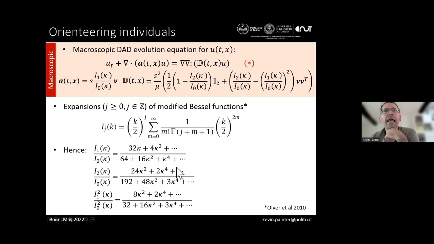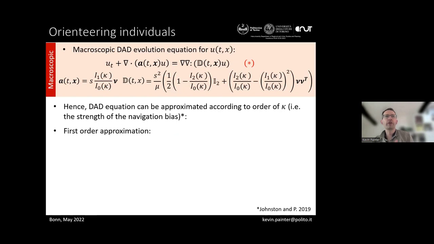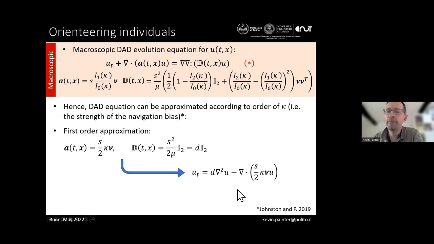And then that allows you to write down approximations according to the size of kappa, which is effectively according to the strength of the bias towards the target direction, the direction in which you're trying to move. If you do this just at the first order approximation, then everything simplifies very simply. Your advection simply becomes an advection in the dominant direction. The diffusion tensor simply becomes an isotropic diffusion process, and your macroscopic equation reduces down to an isotropic diffusion advection equation. So it will simplify down to an even simpler partial differential equation model.